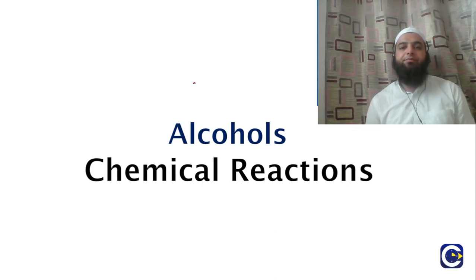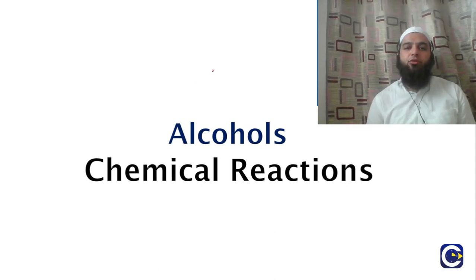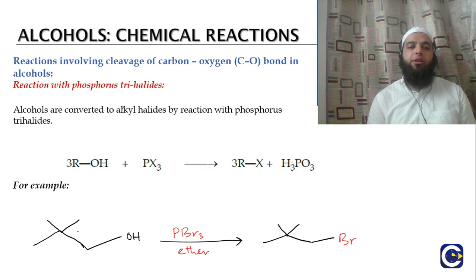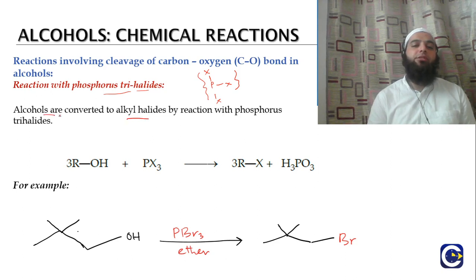Hi everyone. So in this lecture we are going to discuss the reaction of alcohols with phosphorus trihalides. Phosphorus trihalides is just phosphorus attached to three halides, three halogen groups, and this is a very important reagent for the preparation of alkyl halides from alcohols. This is the industrial process, we can say, for the preparation of alkyl halides.